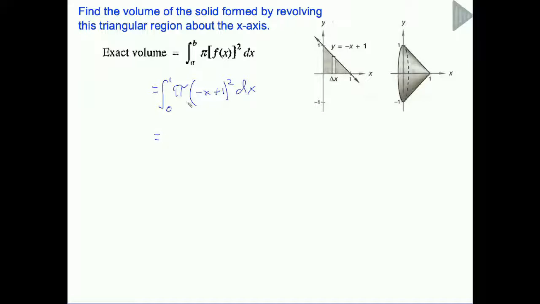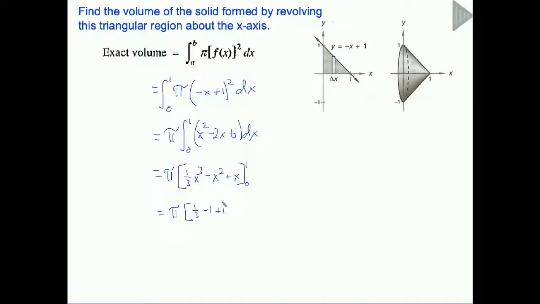And we want to integrate this. Well, it's a pretty simple integration. We can bring the pi out because that's a constant. It might help us to multiply this out. You could probably do it one of two ways. Let's go ahead and multiply this out. So we get from 0 to 1, this will be x squared minus 2x plus 1 dx. And now we can integrate. That's going to be pi times 1/3 x cubed minus x squared plus x, evaluated from 0 to 1. Plugging in 1 gives us 1/3 minus 1 plus 1. And then we subtract plugging in 0, which just gives us 0.